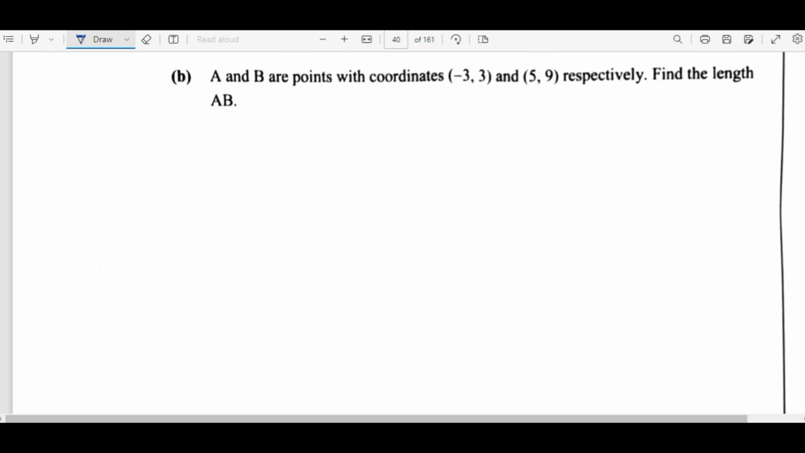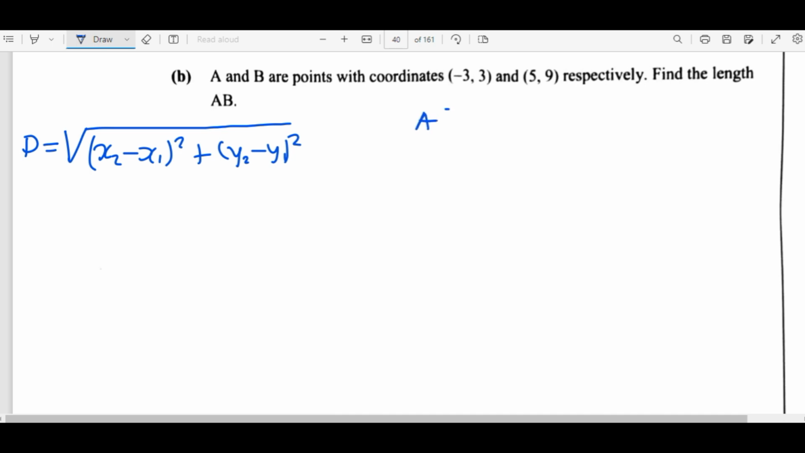We have question B. A and B are points with coordinates negative 3, 3 and 5, 9 respectively. Find the length AB. So distance is given by the square root of x2 minus x1 squared plus y2 minus y1 squared. So A has negative 3, 3, B has 5, 9, x1, x2, y1, y2. So let's do the substitution.